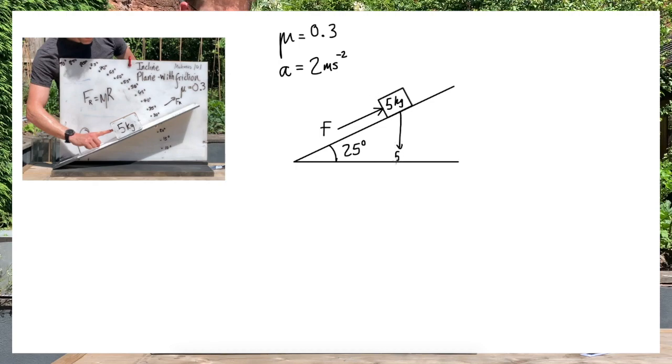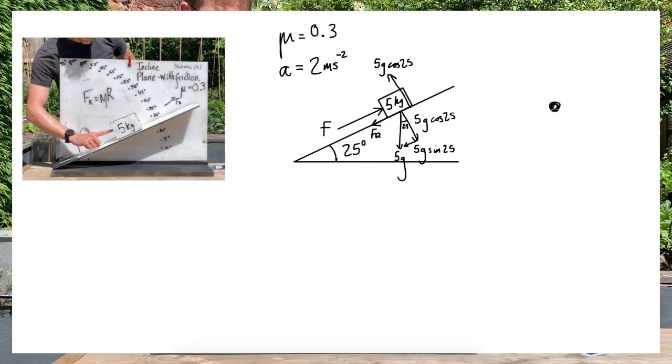So we have 5G. We have an angle in here of 25. We have our force down the slope, which must be 5G sine 25. We have our force into the plane, which must be 5G cos 25. Our normal reaction force, because there's nothing else acting perpendicular to the slope, must be the same, so that also must be 5G cos 25. We have our force we're applying this way, and we have a frictional force this way. Okay, so a bit of a complicated diagram.